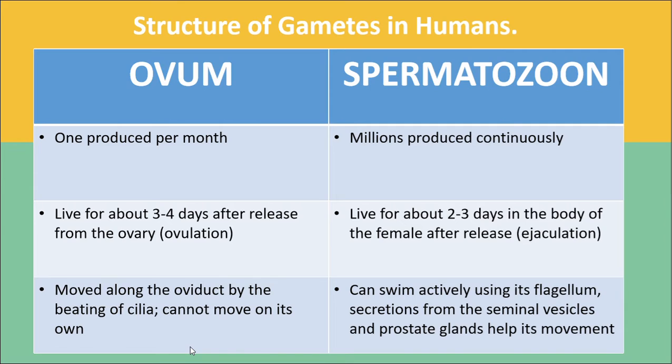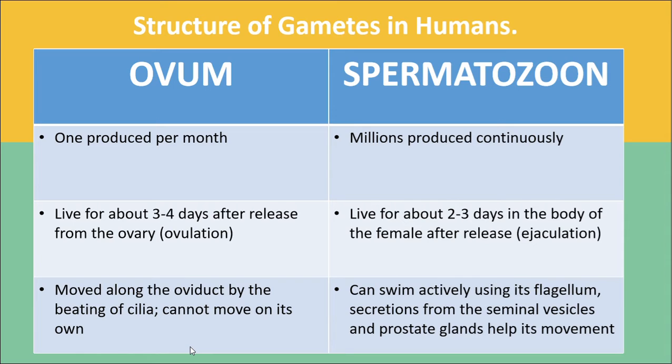The structure of gametes in humans. So the ovum, there's one produced per month. They live for about 3 to 4 days after the release from the ovary, and this is called ovulation. They are moved along the oviduct by the beating of cilia, and they cannot move on their own.